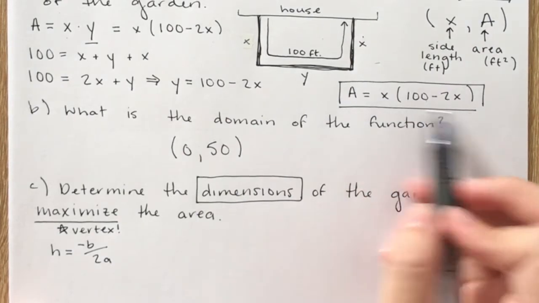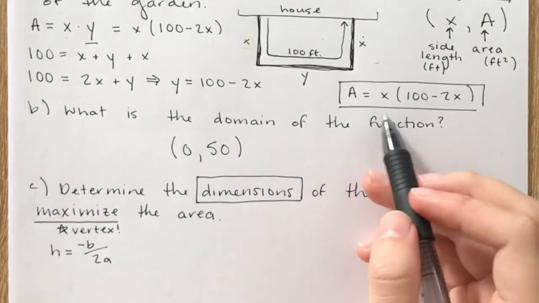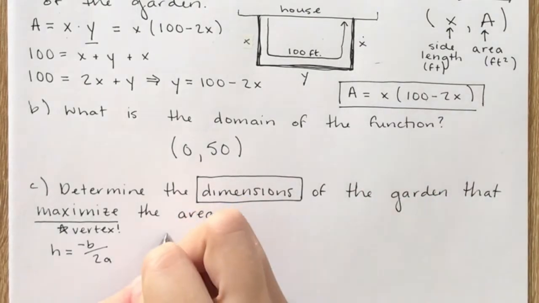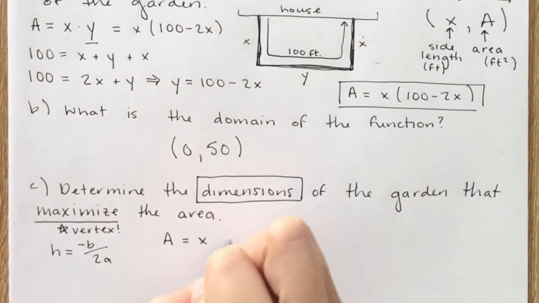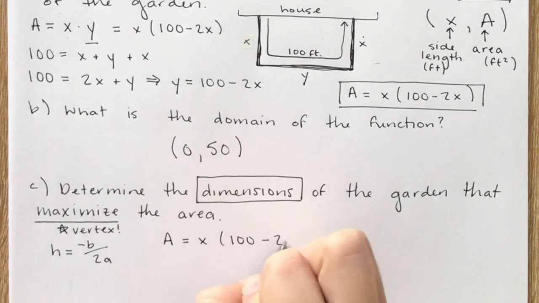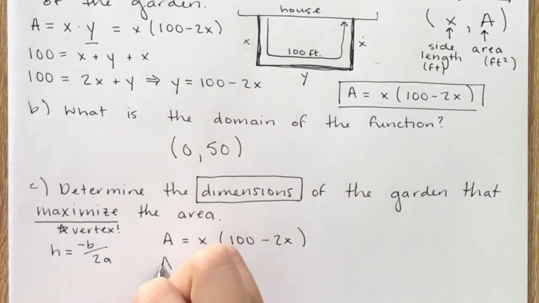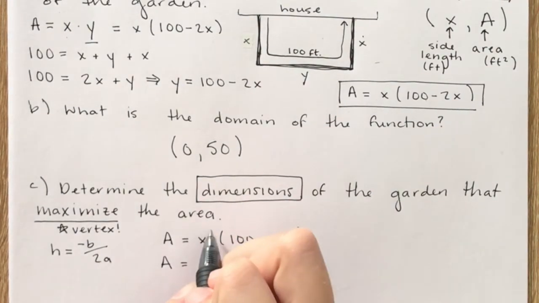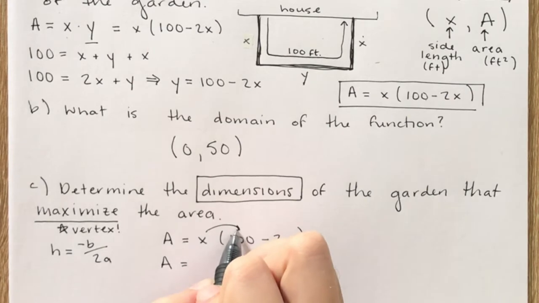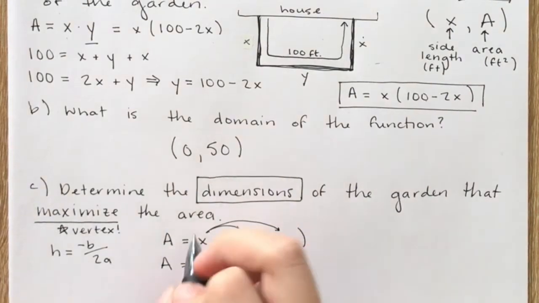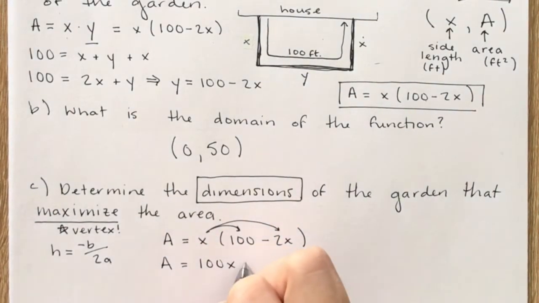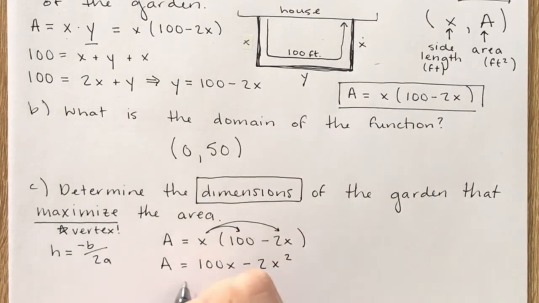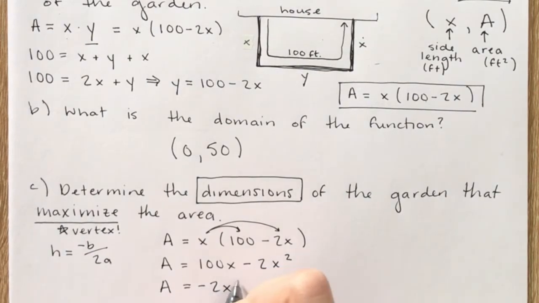Can we see what b and a are here? Nope, we need to put this into standard form, so let's go ahead and do that. So I'm going to bring this down: x times (100 minus 2x). Standard form here means we need to distribute. So distribute x to that term and that term. We have 100x minus 2x squared. If we want to, we can rewrite that in standard form, where we have the decreasing terms: negative 2x squared plus 100x.